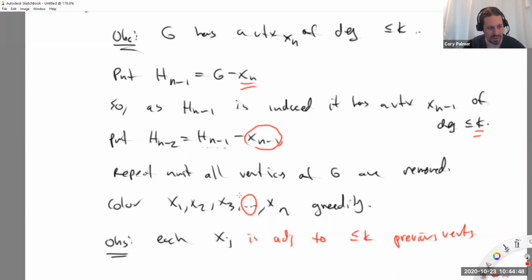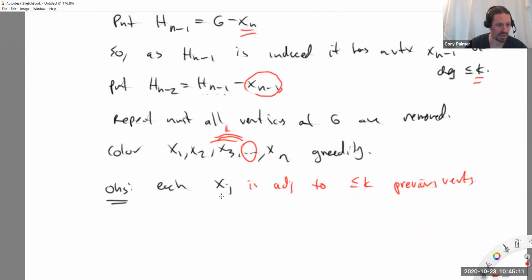So it means each one of these guys sends back at most K edges. It might send forward a bunch of edges, okay? But that's not a problem because those aren't colored yet, right? So even if I have a really high degree, as long as most of my edges are going forward, it's not an issue. It doesn't affect the greedy coloring. The greedy coloring only cares about how many previously colored edges there are, okay?